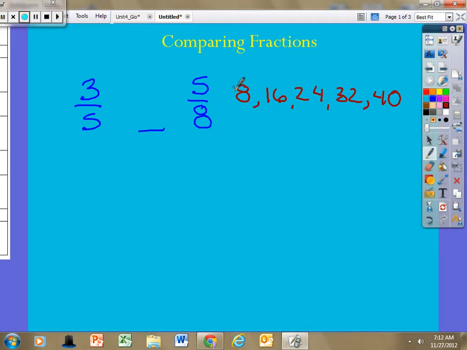Well, nothing times 5 will give me 8, so I'm going to cross out 8. Nothing times 5 will give me 16. Nothing times 5 will give me 24. Nothing times 5 will give me 32. Oh wait, something times 5 will give me 40. That's called 8. So I'm going to rewrite this down here.